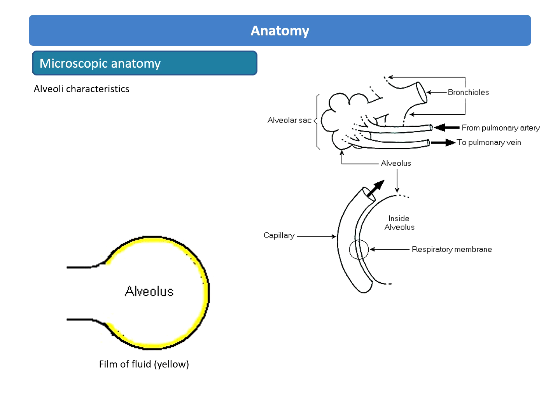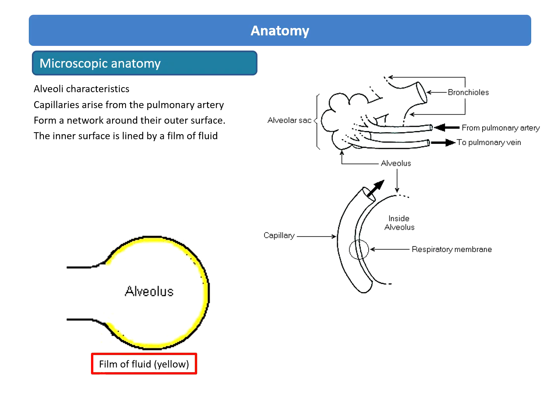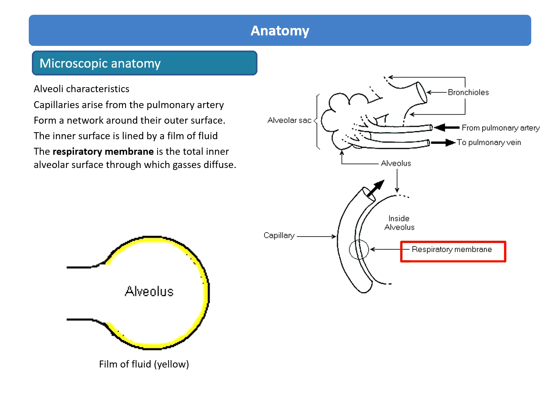Let's look at the alveoli for a moment. These are microscopic sacs. Capillaries arising from the pulmonary artery surround the alveoli in a fine network. The inner surface of the alveolus is lined by a film of fluid. The respiratory membrane is the total inner alveolar surface through which gases diffuse. The respiratory membrane is 2 cell layers thick.